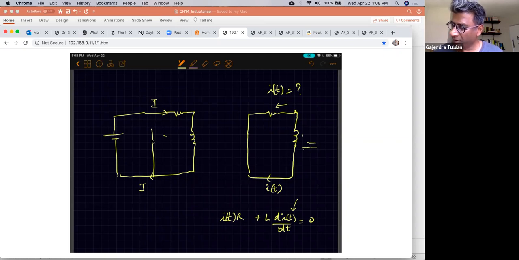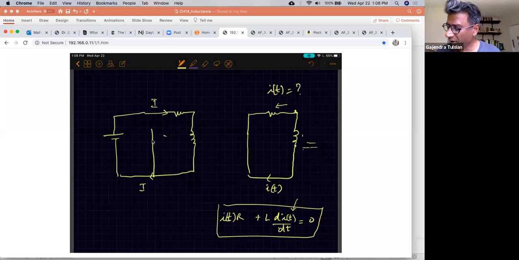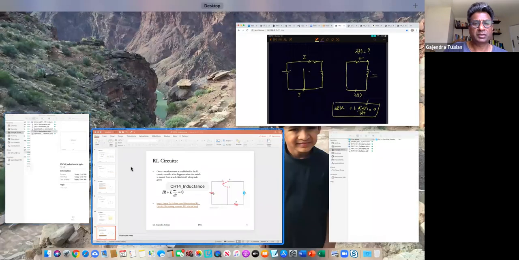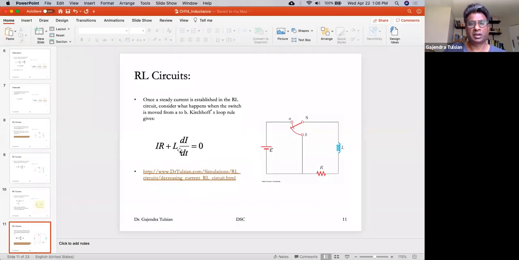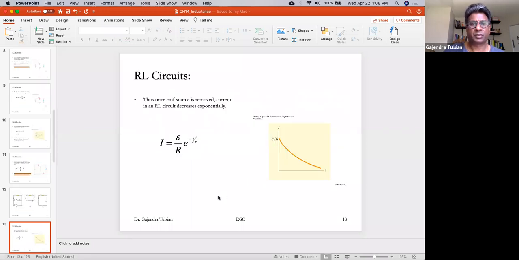Okay, anyway, so the behavior of this current is governed by this differential equation: IR plus L dI/dt equal to 0. And that's what the slide shows you. Again, you can solve this equation, and so the current decreases exponentially, tau being the time constant, and tau is L over R. So there we go. We have the behavior of that circuit with an inductor present.